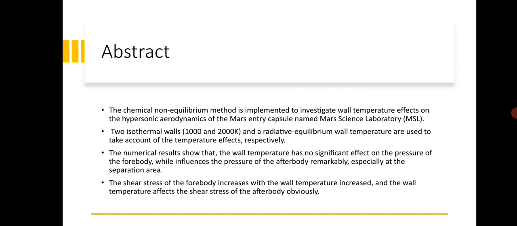The numerical results show that the wall temperature has no significant effect on the pressure of the forebody, while it influences the pressure of the afterbody remarkably, especially at the separation area. The shear stress of the forebody increases as the wall temperature increases, and the wall temperature affects the shear stress of the afterbody obviously.